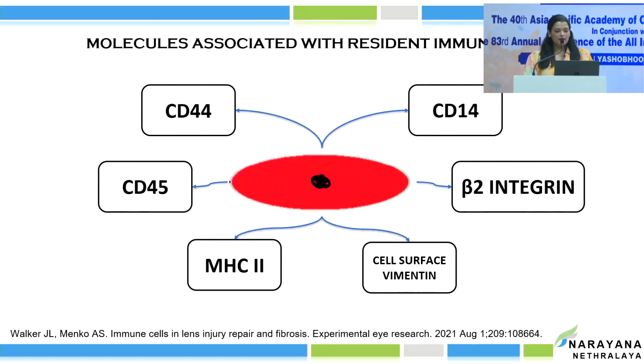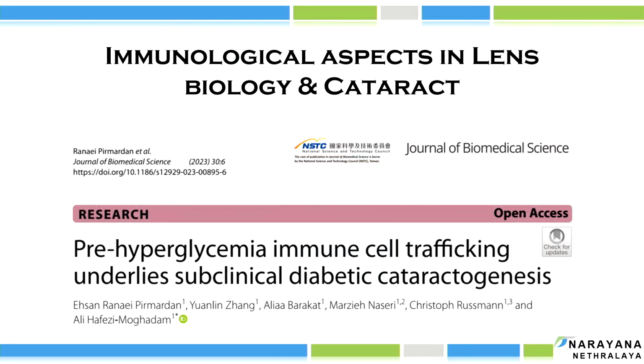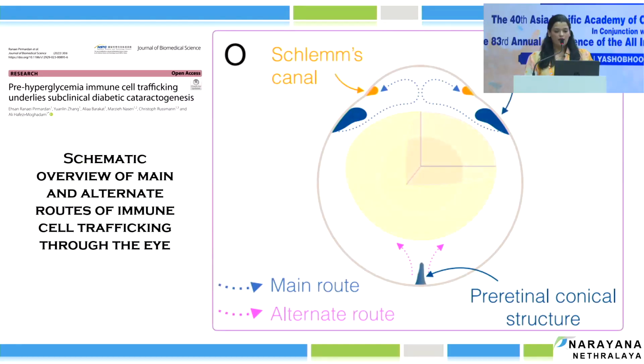These cells secrete CD44, CD45, CD14, MHC2, and most importantly, vimentin and integrin. This study by Ehsan et al. identified two distinct routes of immune cell trafficking in the eye pertaining to cataract formation. The main route originates in the ciliary body and the alternate through the pre-retinal conical structure or its immediate vicinity.